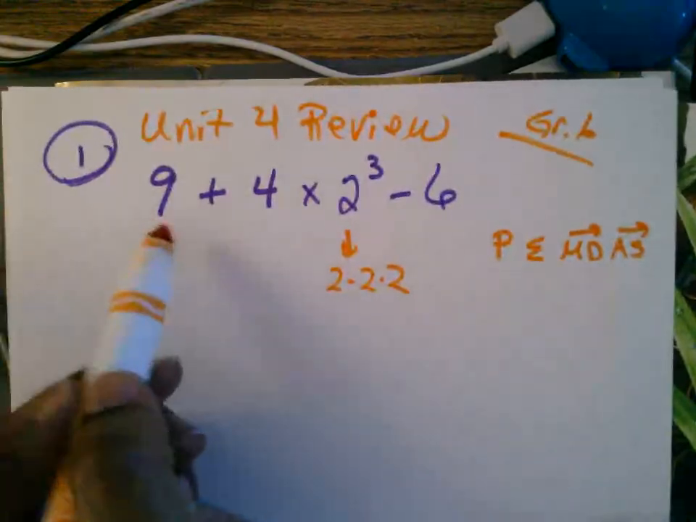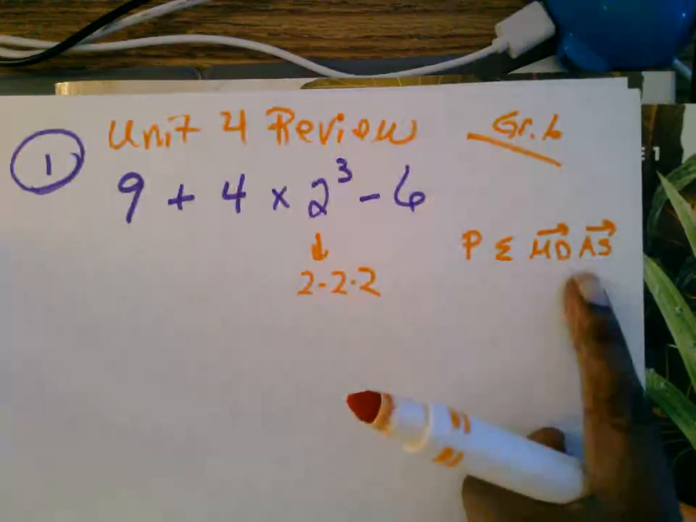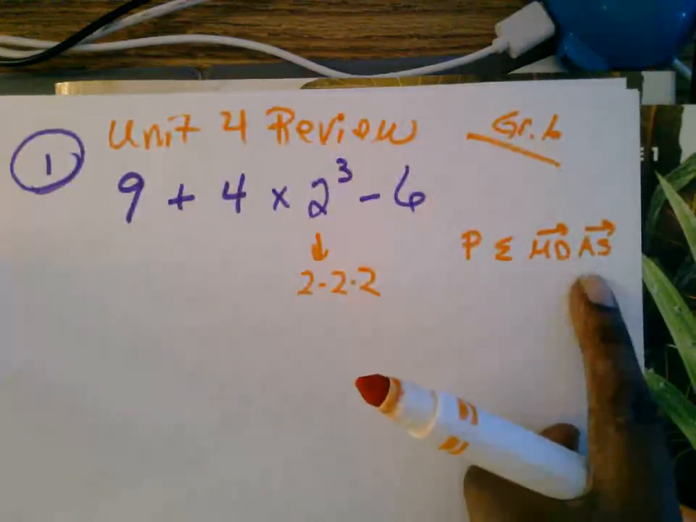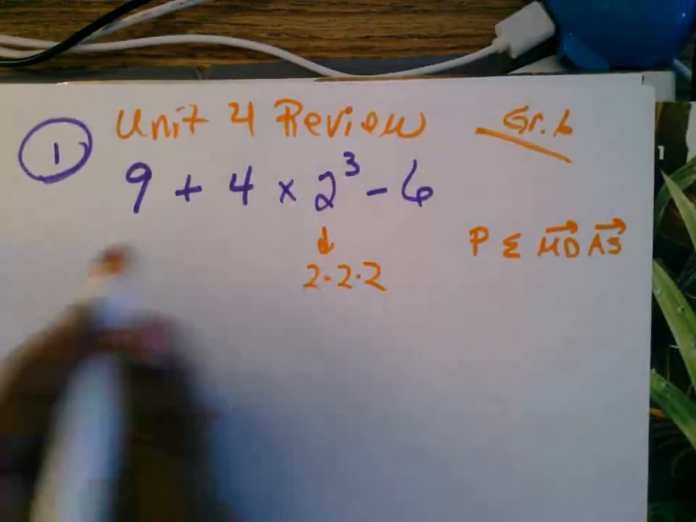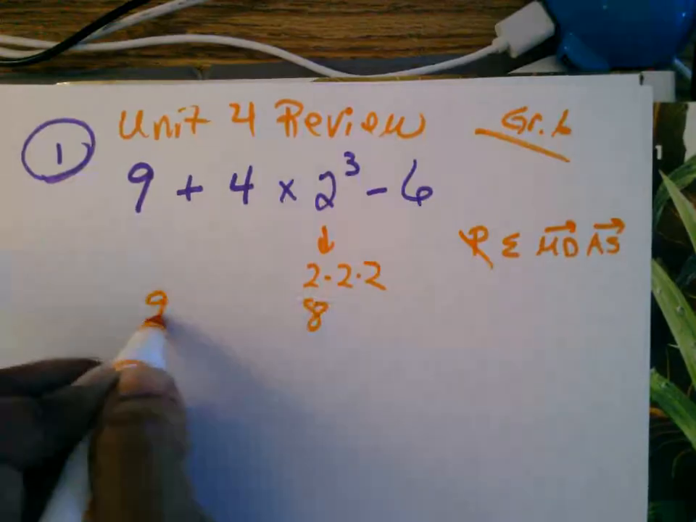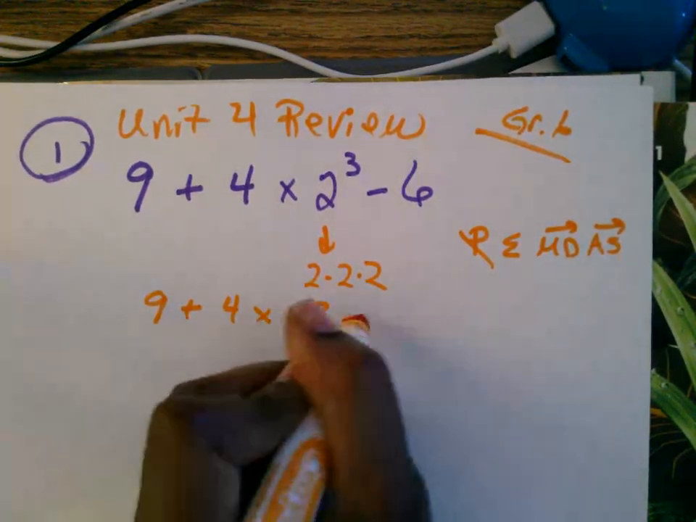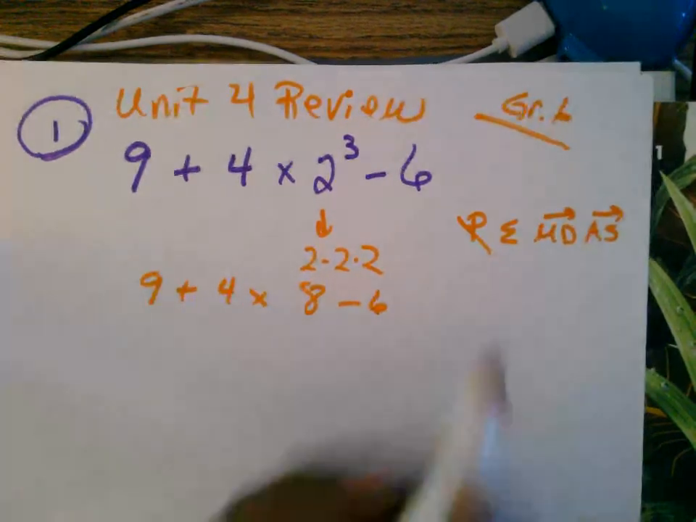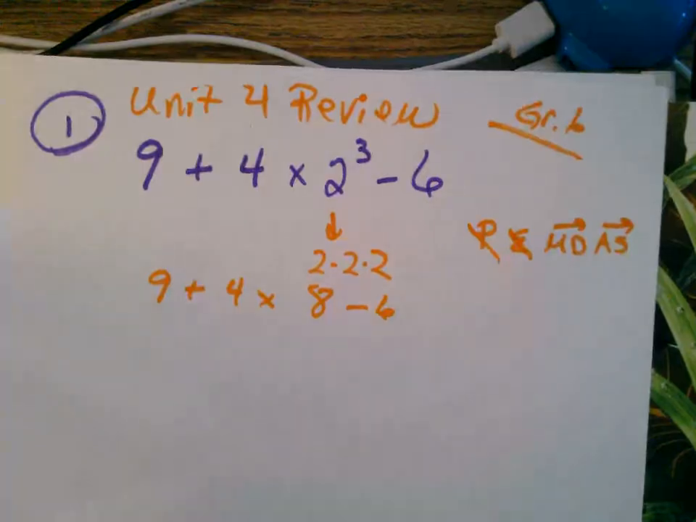All right, so order of operations: parentheses, exponents, multiplication and division from left to right, addition and subtraction from left to right. You're going to do 2 to the third first because that is an exponent. There are no parentheses. That's going to give us 8. We're left with 9 times 9 plus 4 times 8 minus 6.